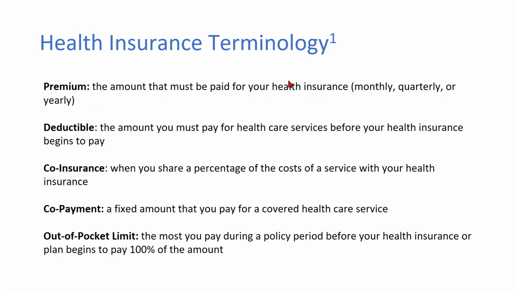Now, your copayment, on the other hand, is a fixed amount that you pay for a covered health care service. This may be something like a doctor's visit that you pay when you're there, $20 or so, and this differs based on the plan. Now, your out-of-pocket limit is the most that you pay during a policy period before your health insurance or plan begins to pay 100% of the amount.